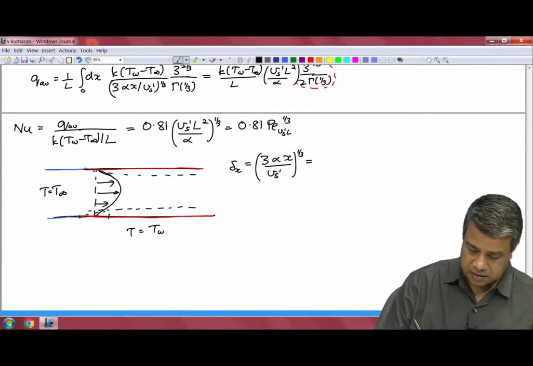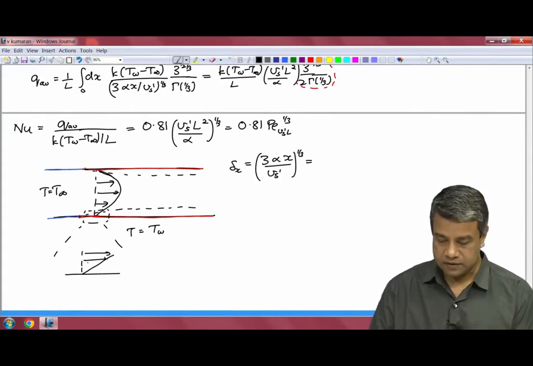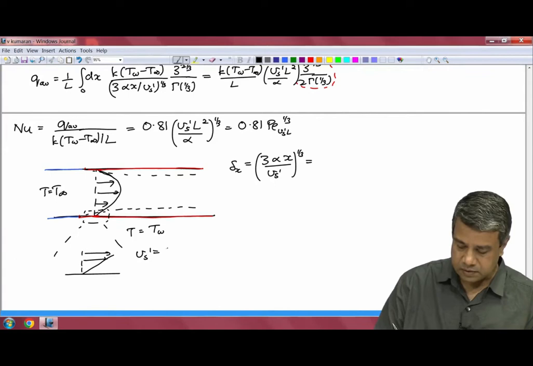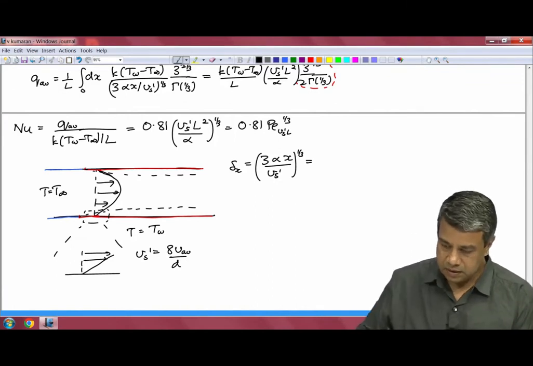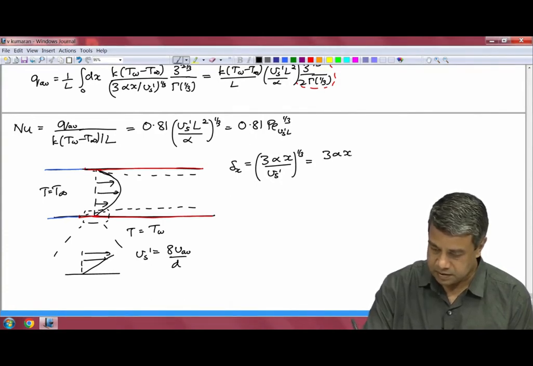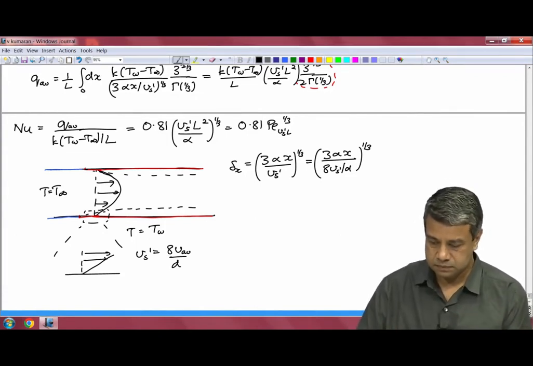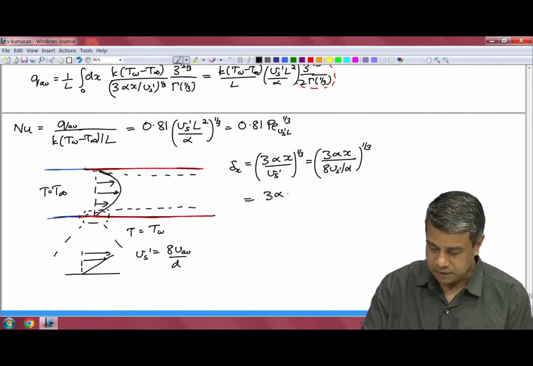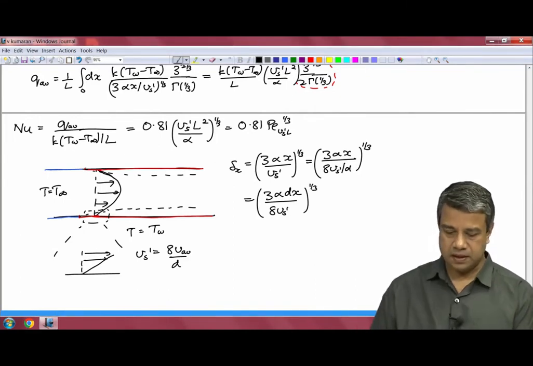In this case, the strain rate at the wall was derived earlier. So, the strain rate at the wall Vs prime was determined in terms of the average velocity as Vs prime is equal to 8 times V average by D. So, the boundary layer thickness is (3 alpha x by (8 V average by D)) whole power 1/3, or I can write it as (3 alpha D x by 8 V average) whole power 1/3, where D is the diameter of the pipe.